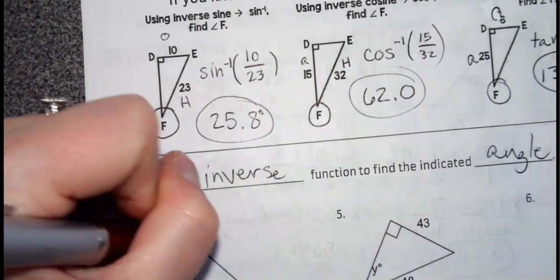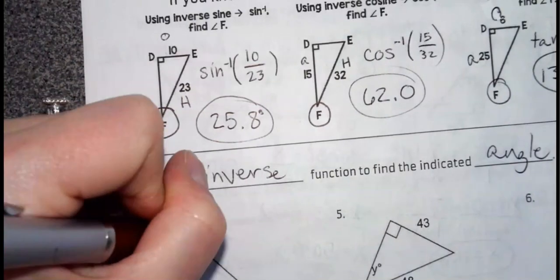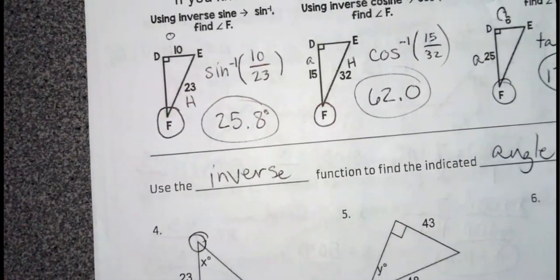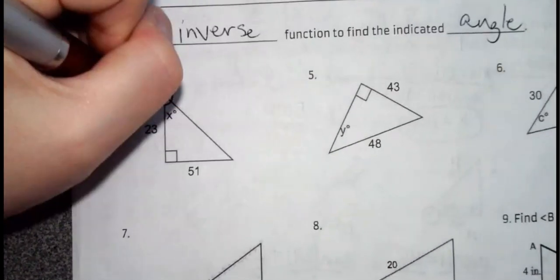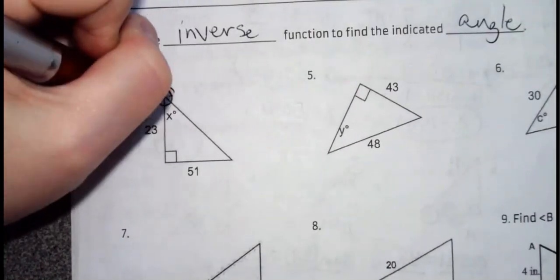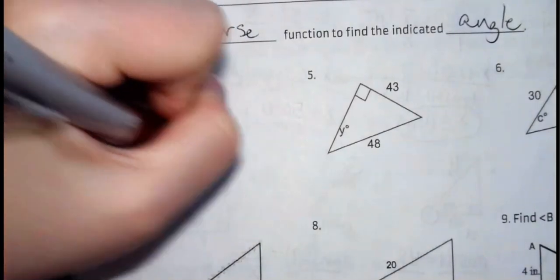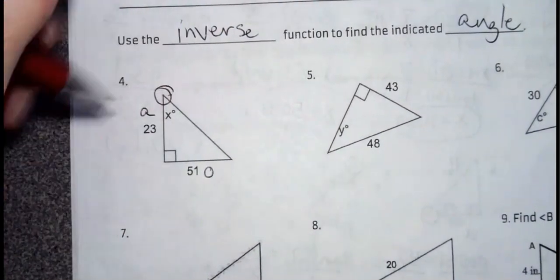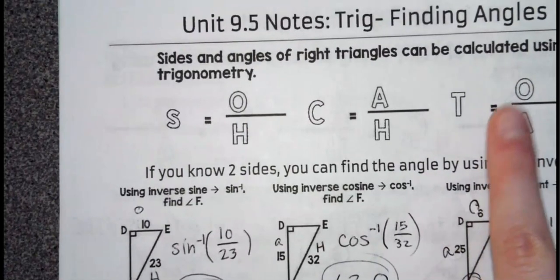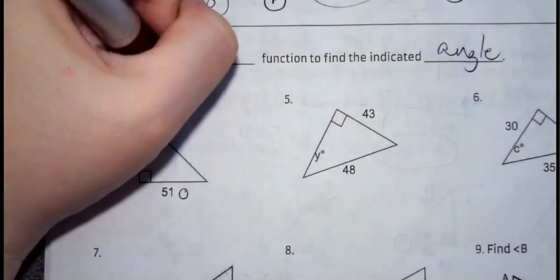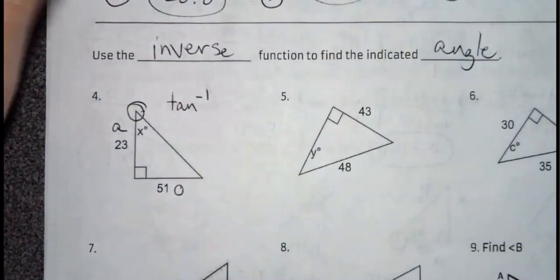I'll do 4 with you. You're going to do 5 and 6 on your own, and then we'll see if you know how to do it or not. Ideally, you will. We're going to label this first, but only the ones that are given, just like yesterday. So A and O. We don't have H. So we look back up here. Tangent inverse, because you're looking for the angle.